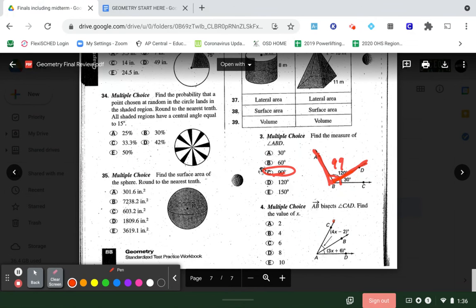Okay, AB bisects CAD. CAD is sitting there. It bisects it, which means it cuts it in half. So that tells me that 4x minus 2 has to be equal to 3x plus 6. So x equals 8. Value of x, 8. And there we go. Page 7 complete.